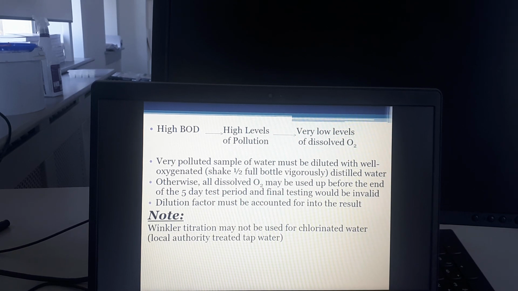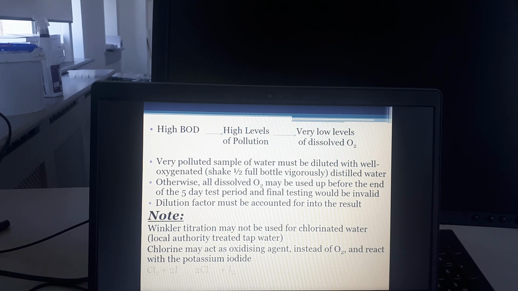Just to note, you cannot use any type of treated or chlorinated water for this experiment, so any type of tap water that comes into the home. The reason why is because the chlorine might act as the oxidizing agent instead of the oxygen, okay, and react with our potassium iodide. Obviously, then that will give us an inaccurate result. So just a point to note there.